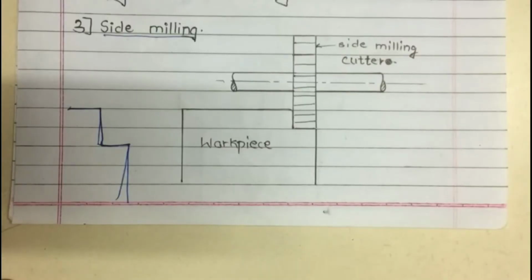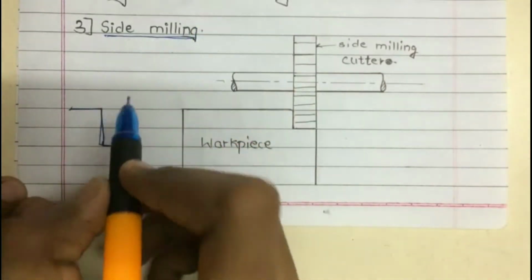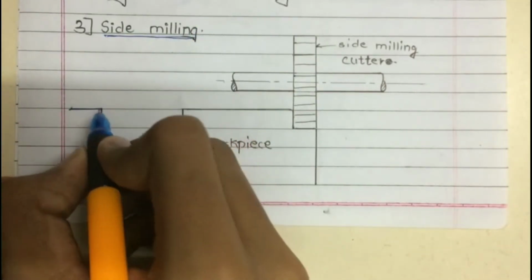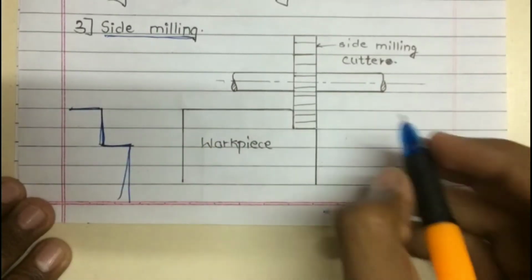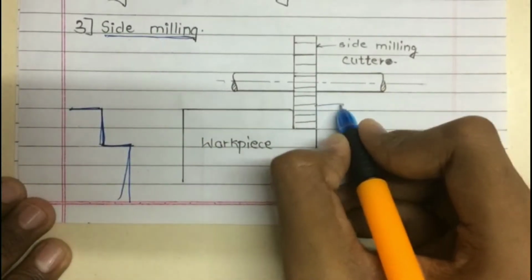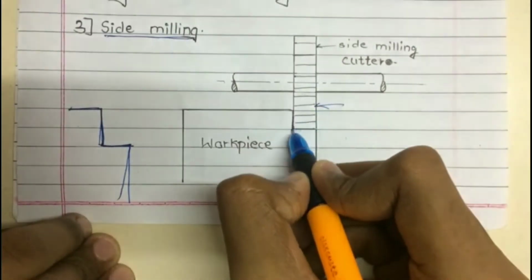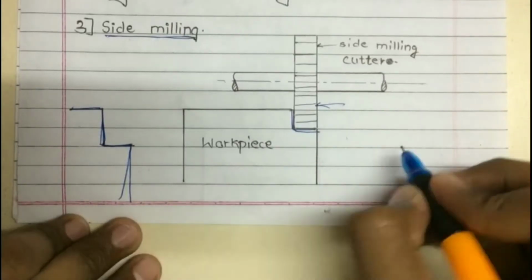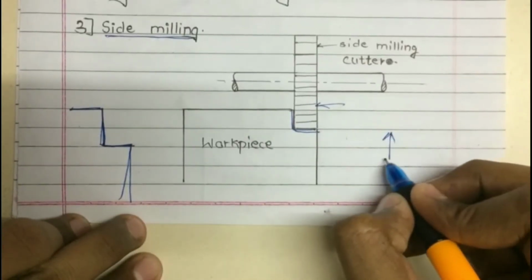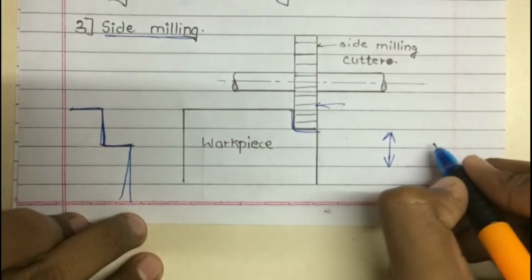Now we will see the third operation, which is side milling operation. In this operation, we can produce flat vertical surfaces by using a side milling cutter, and the depth of cut which is to be taken on the workpiece can be adjusted by moving the table up and down with the feed mechanism of the table.